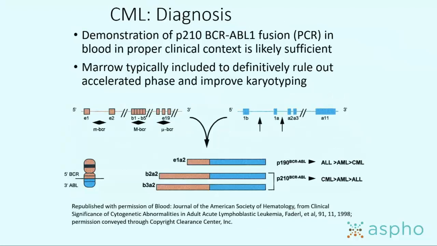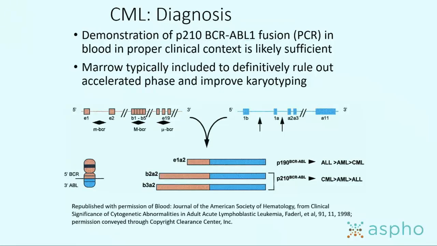Okay. So this is what I was talking about with transcripts. The smaller transcript of BCR-ABL is called P190, and that's most typical in ALL. The larger transcript called P210 is most common in CML.